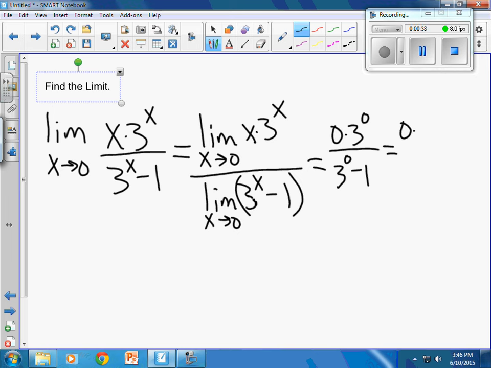Zero times 3 to the 0 is 0. 3 to the 0 is 1, so 1 minus 1. 0 times 1 is 0. 1 minus 1 is 0. So we have an indeterminate form, 0 over 0.